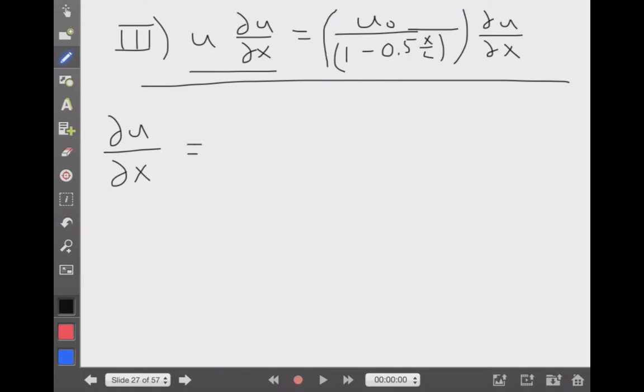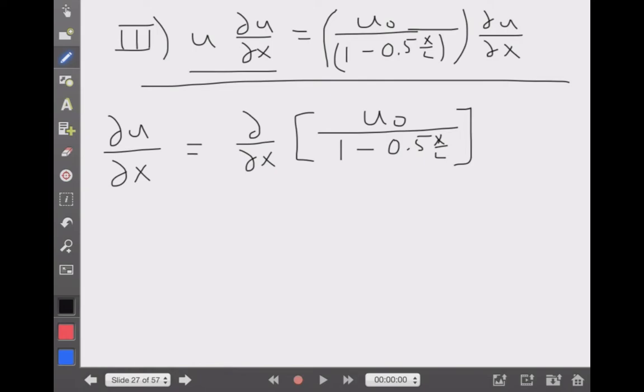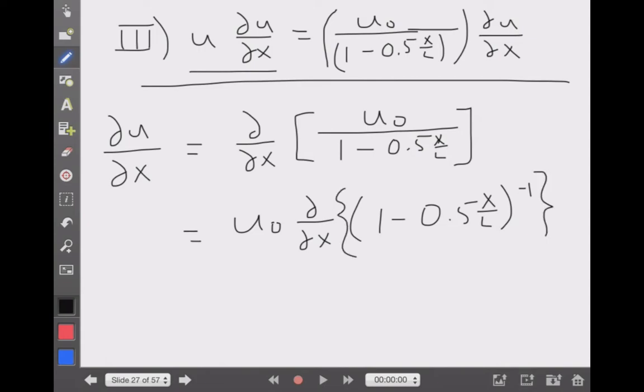And so in this case, if we write it out very explicitly, we're going to have this. That's an x. And we know that u naught is constant, so we can bring that out front. And we're left with the derivative of 1 minus 0.5 x over L to the minus 1. We're going to be taking the derivative of that quantity.